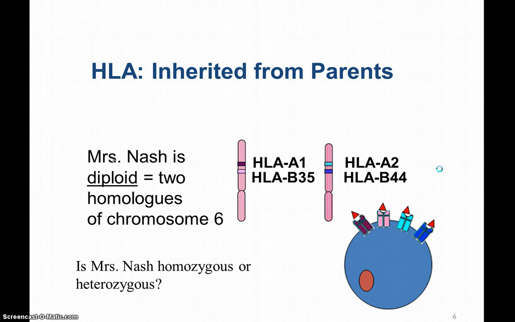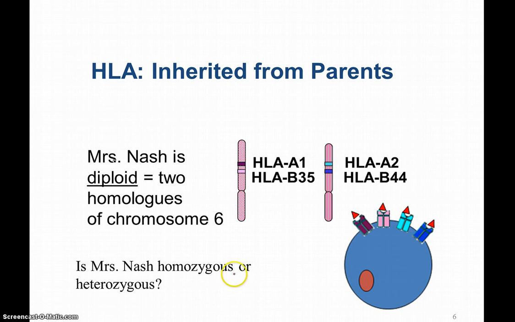HLA proteins, like anything on your genes, are inherited from your parents. So Mrs. Nash is diploid, as are all humans. So she has 2 homologous chromosomes, 6s. All right? Take a look at this. Is she homozygous or heterozygous?